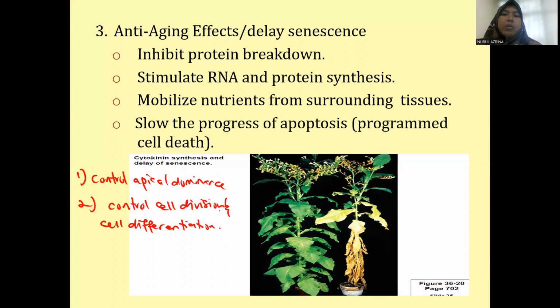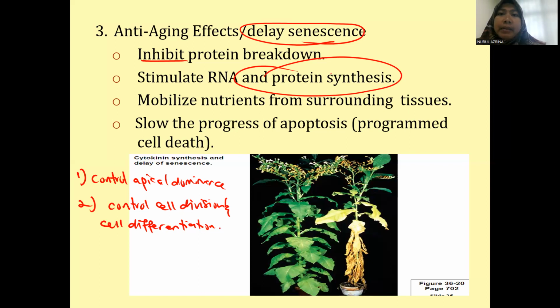All right, so now we are moving into the third function of cytokinin, which is to promote the delay of senescence, or providing an anti-aging effect. So how does cytokinin delay senescence? It is by inhibiting protein breakdown and stimulating more synthesis of protein and RNA.